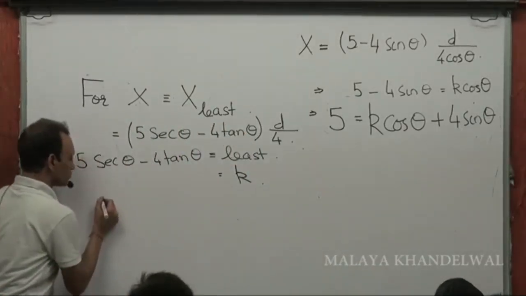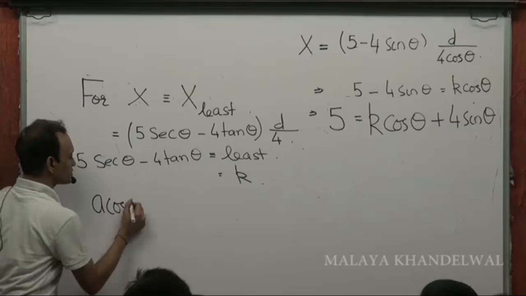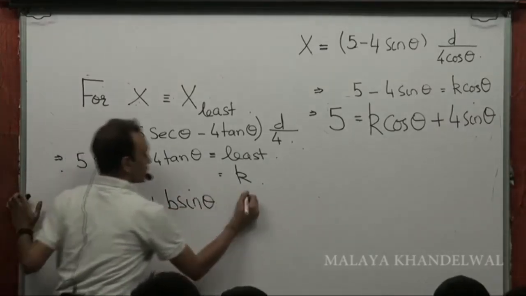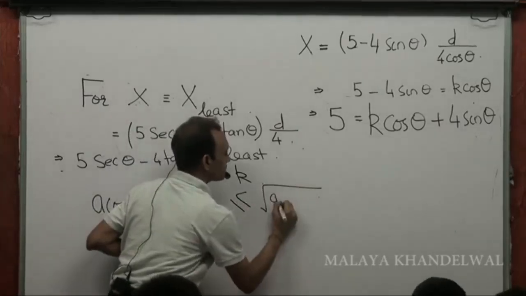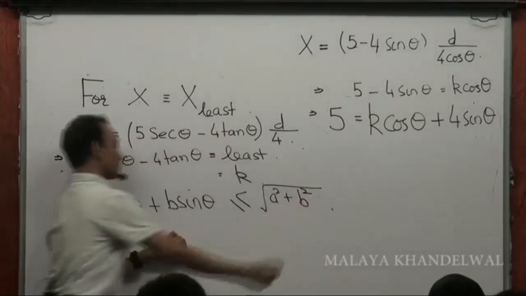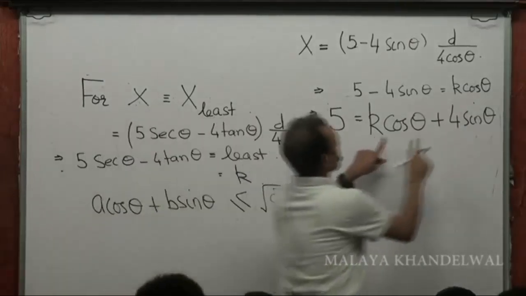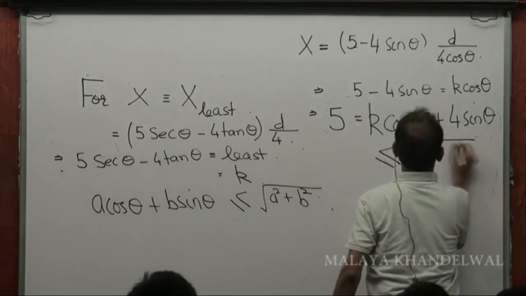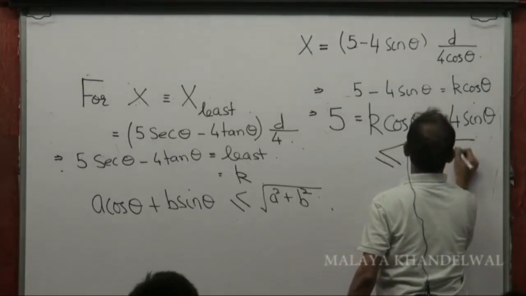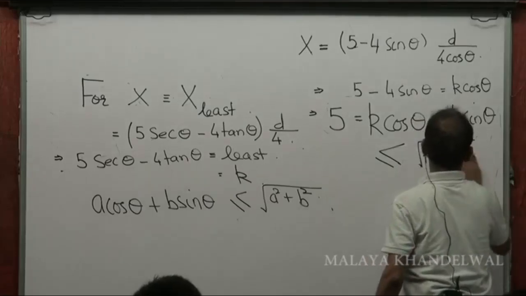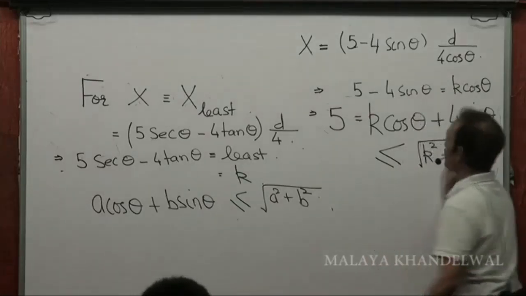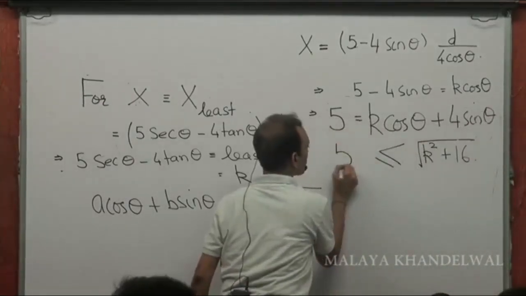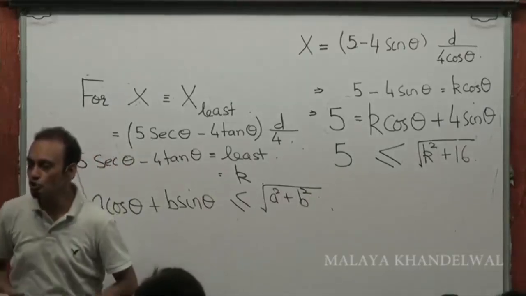Recall trigonometry. A cos theta plus b sin theta is always less than or equal to root a squared plus b squared. Yes or no? So k cos theta plus 4 sin theta will always be less than or equal to root k squared plus 16. Right? Such must be theta, such must be k. So far so good? Yes or no?